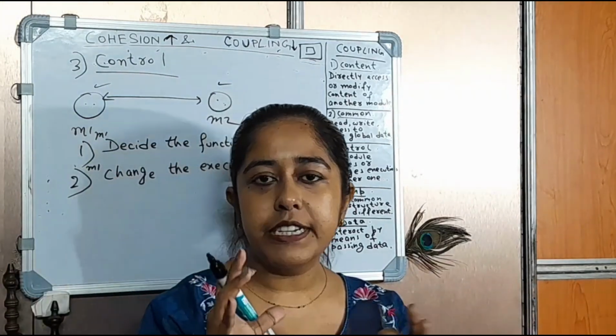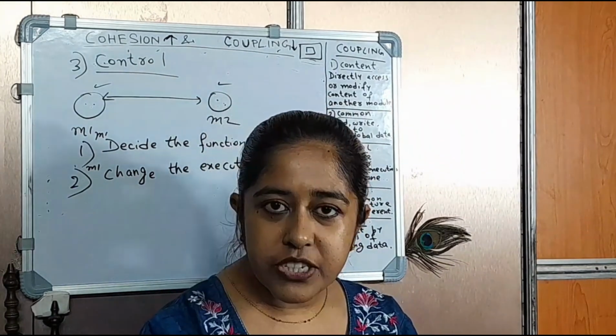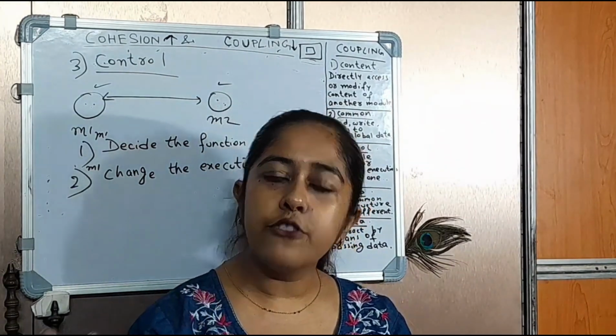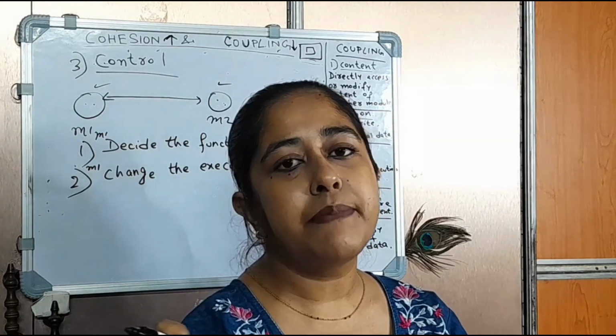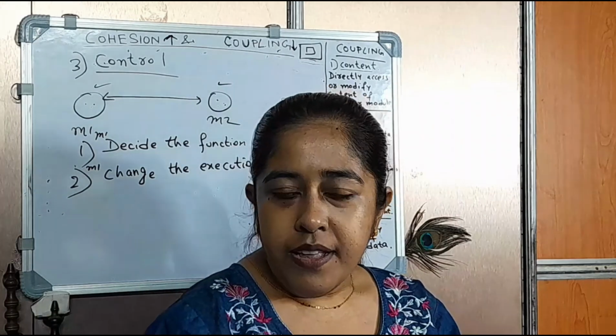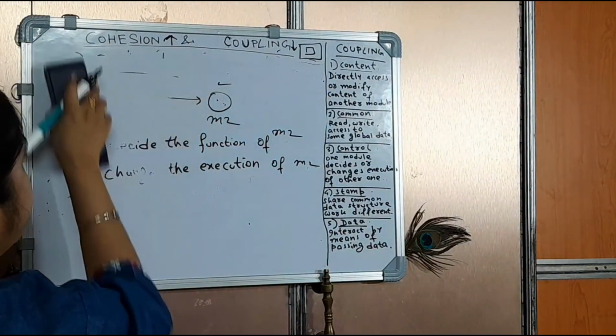So this kind of interdependability is known as control coupling, where the control of one module is taken by the other module. Clear? Now we will go to our fourth kind of coupling.